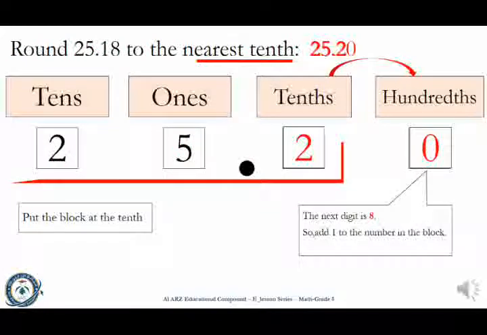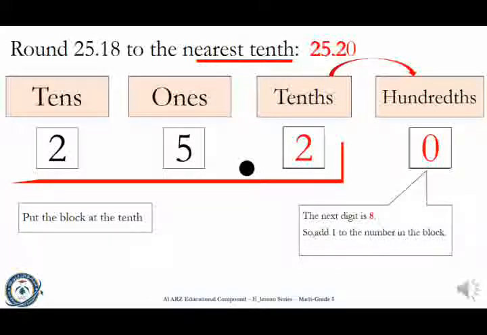Another example, round 25.18 to the nearest tenth. Now we will round to the nearest tenth. We write the number, decompose. Since they said nearest tenth, it means we need to put the block at the tenth. So we put the block at 1 and take everything before. 2, 5, and 1, 25.1. Now we should decide whether we copy this number or we add 1 to the tenth. How do we know? Yes, we look at the next digit, the hundredths digit now.